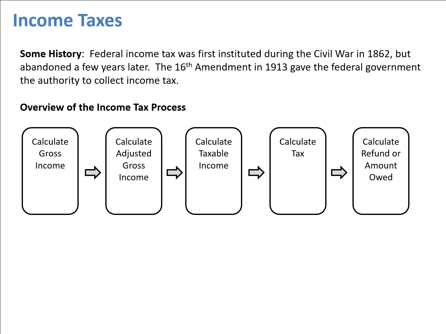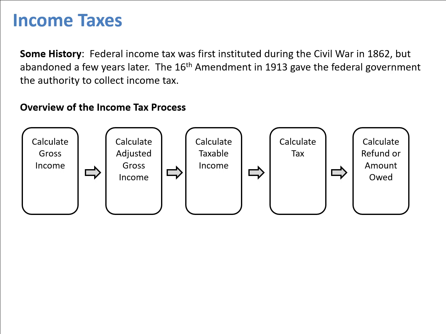Our last section in the financial math module has to do with income taxes, specifically federal income taxes. A little bit of history. The federal income tax was first instituted during the Civil War in 1862 to help pay for the war, but abandoned a few years later. The 16th Amendment, though, in 1913, gave the federal government the authority to collect income tax on a regular basis, and that's basically been a part of our lives in the last 100 years or so.